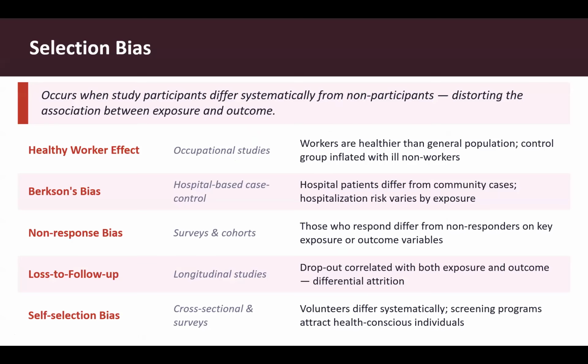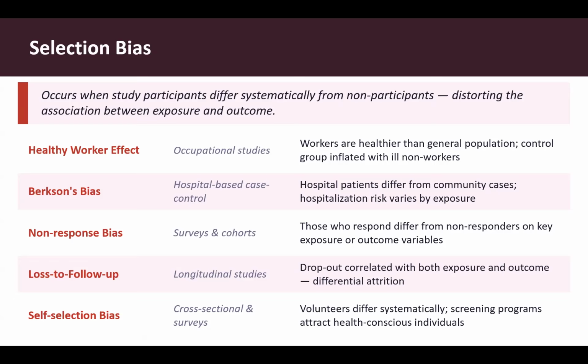First, we come to selection bias. It occurs when participants differ systematically from non-participants, distorting the association between exposure and outcome. So we have healthy worker effect. In occupational studies, workers are healthier than the general population. Control group is inflated with ill non-workers. Then we have Berkson or Berksonian bias, which is basically in hospital-based case control studies. Hospital patients differ from community cases. Hospitalization risk varies by exposure.